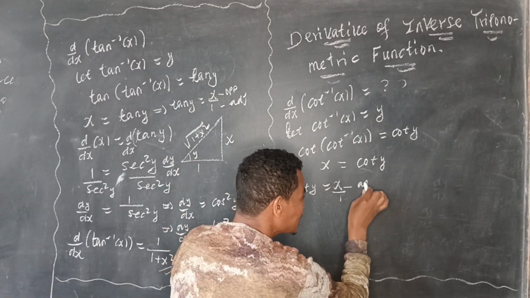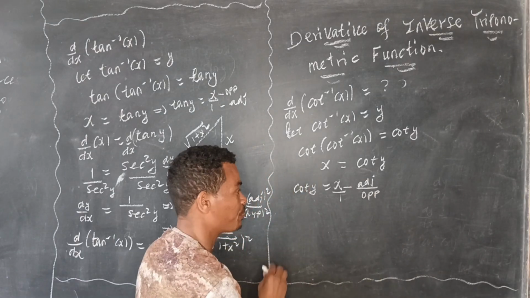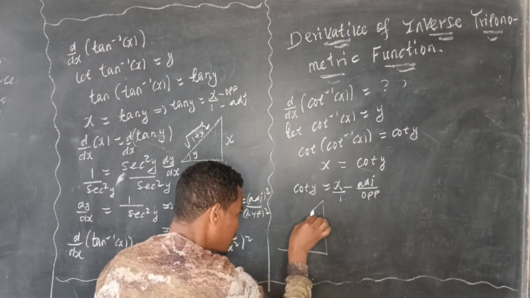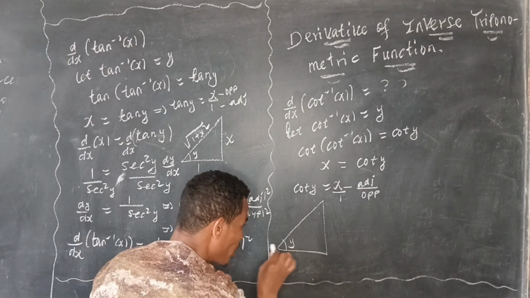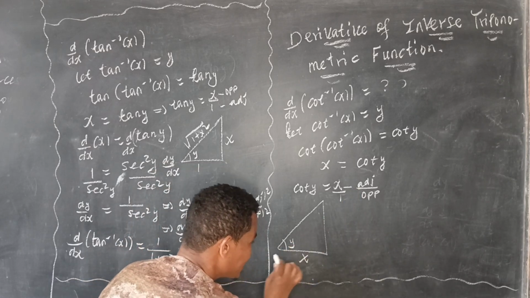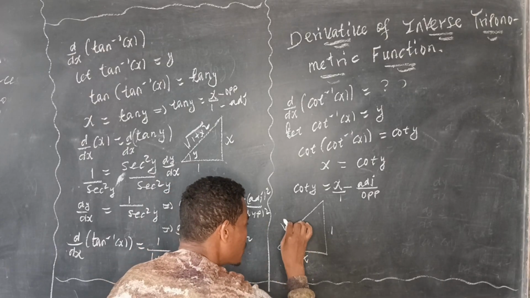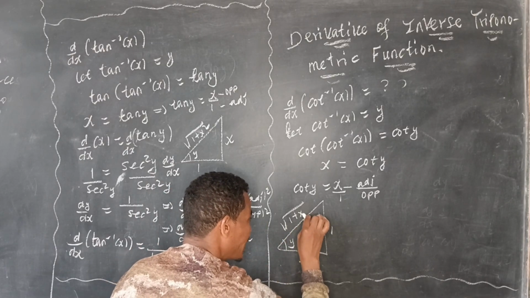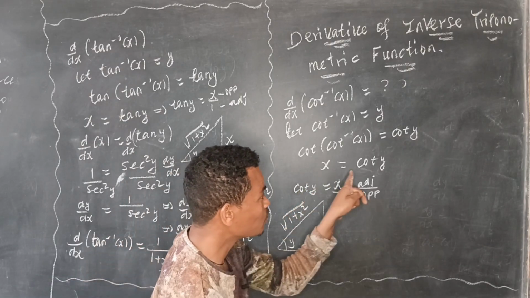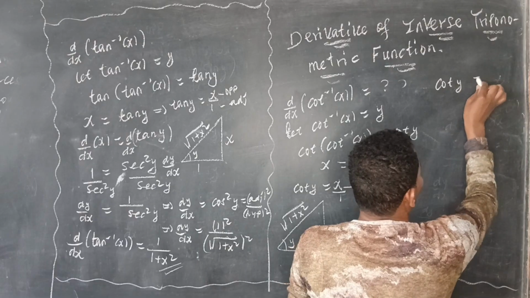adjacent over opposite, because it is the reciprocal. Now by using a right angle triangle like this one, with angle y, cot y is equal to adjacent, which is x, opposite, which is 1, and hypotenuse, which is square root of 1 plus x square by using the Pythagoras theorem. Now x is equal to cot y indicates cot y is equal to x.